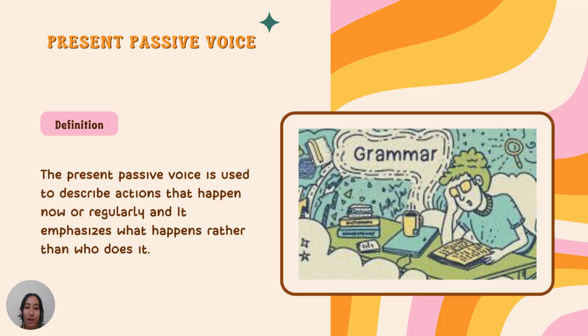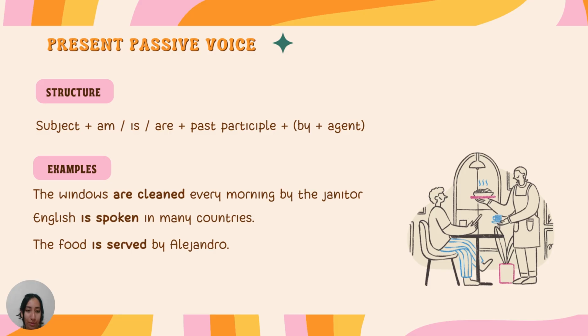The present passive voice is used when we talk about actions that happen now or regularly. The focus is not on the person doing the action, but on the action itself. For example, the office is cleaned every evening, or letters are delivered in the morning. In both cases, we don't mention who does the action, we focus on what happens.